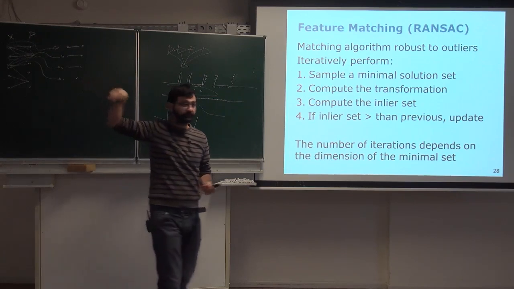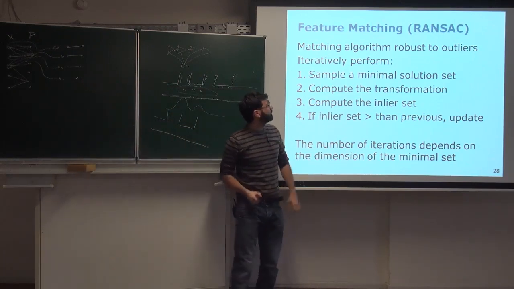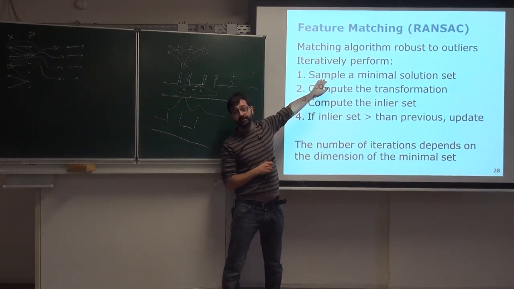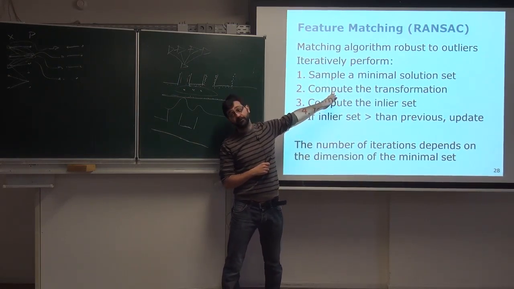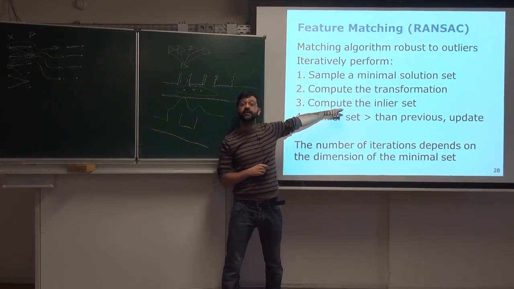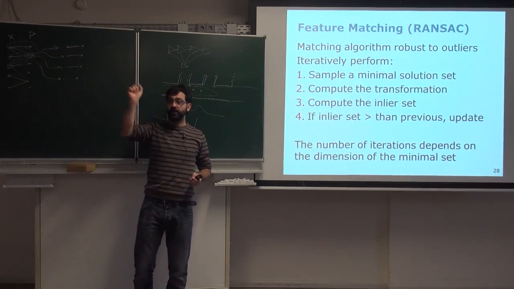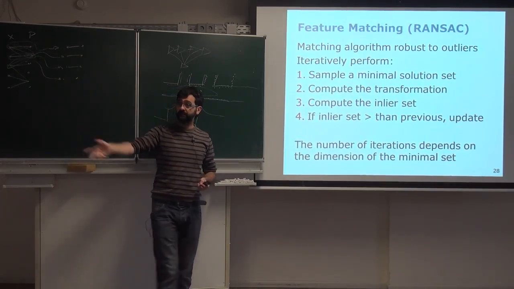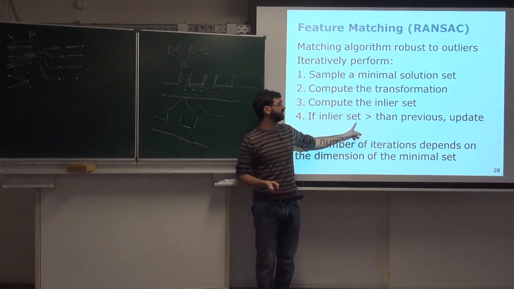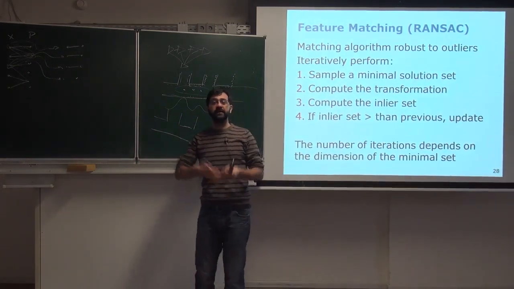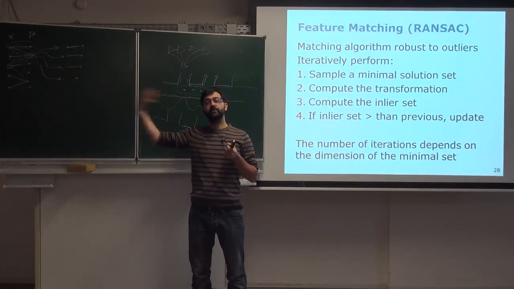So, right? And this is exactly what's written here. We get this minimal sample set. We compute the transformation out of it. We compute the inlier set. The inlier set is the number of other points in the solution set that actually agree with that. And then if the inlier set is bigger than the previous one, we just update. Say, I found a better solution. It's made out of these inliers and with this transformation.